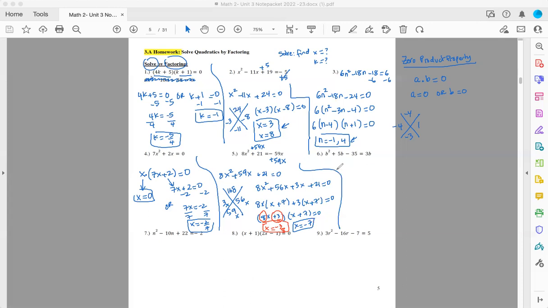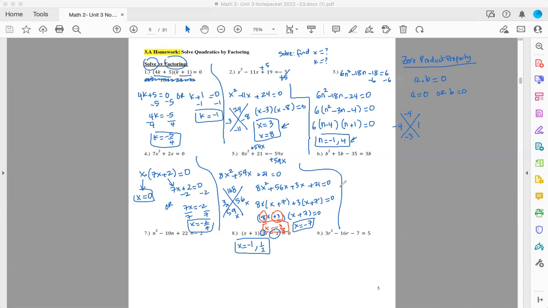Number 6 is very similar. Let's check number 8 real quick. So you can see it, x equals -1. That's one solution. And here again, if you do the opposite of -1 over 2, that's going to be 1/2. So these two are your solutions, right?